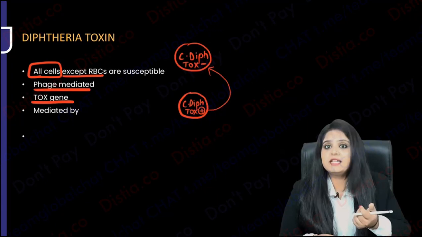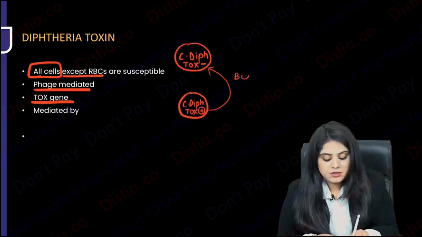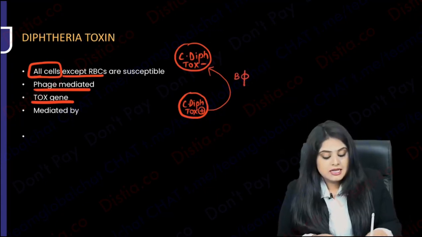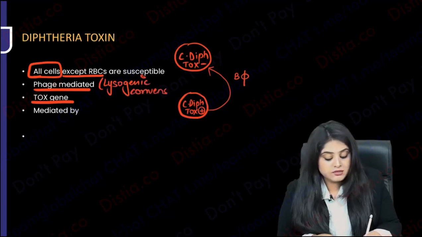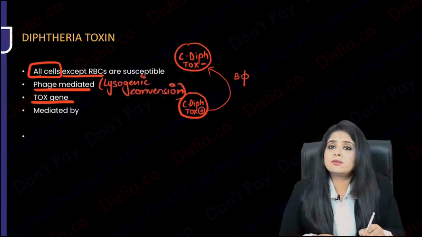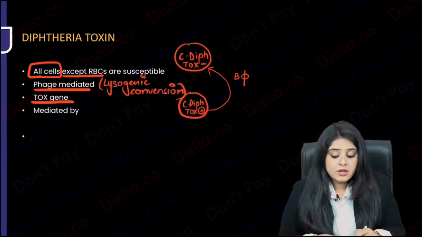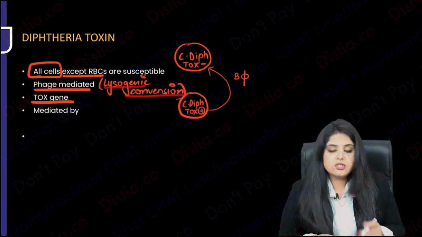Toxigenicity can also spread, yes, and that is by a bacteriophage. So they are phage mediated, and that occurs by something known as lysogenic conversion. And come on, you cannot say you don't know what lysogenic conversion is. You've read it in your general microbiology. I've given so much time to that. We all have read it, that lysogenic conversion had a mnemonic.